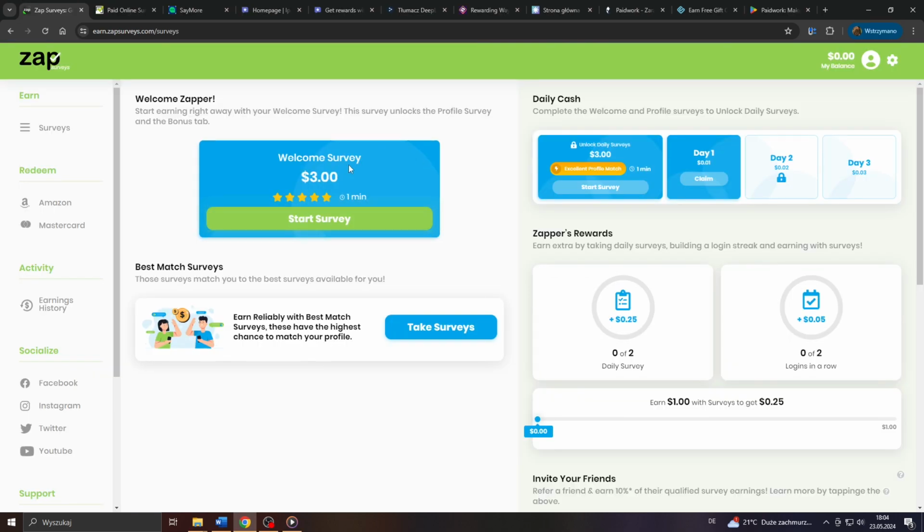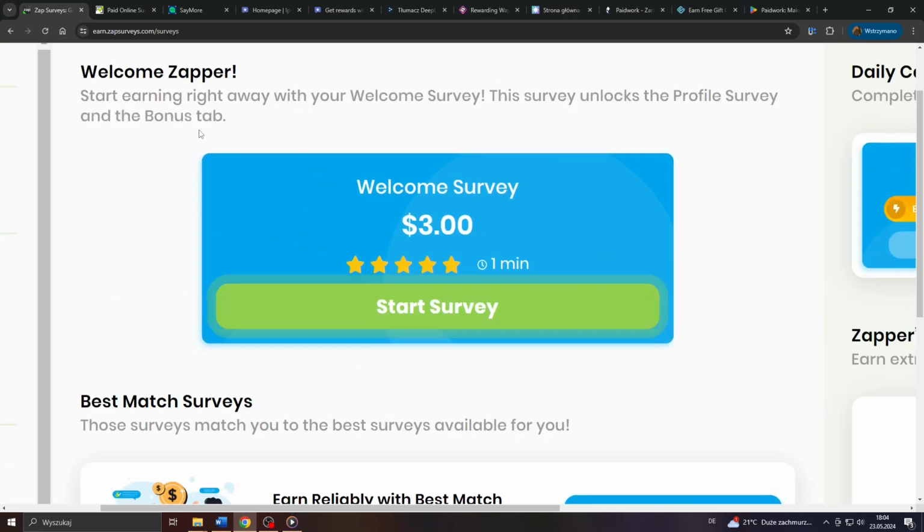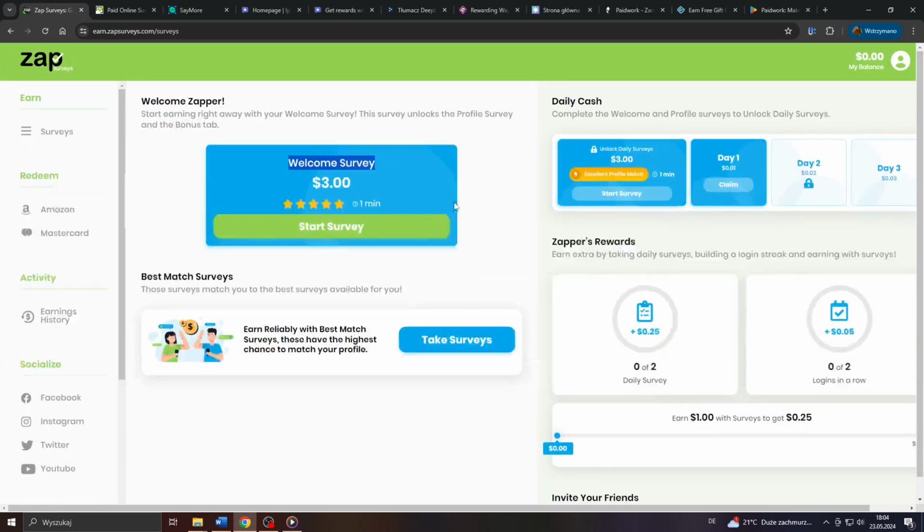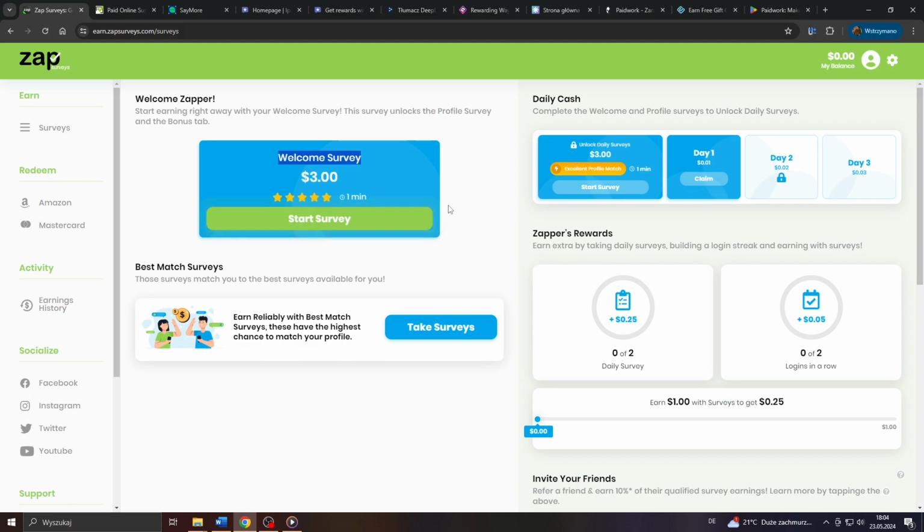Next one on our list, Zap Surveys. Now guys, as many of these survey sites do, Zap Surveys features some type of security system that allows new members to unlock more surveys by completing a so-called welcome survey to prove they're 100% serious about joining and are not here for the quick cash, you know what I mean?